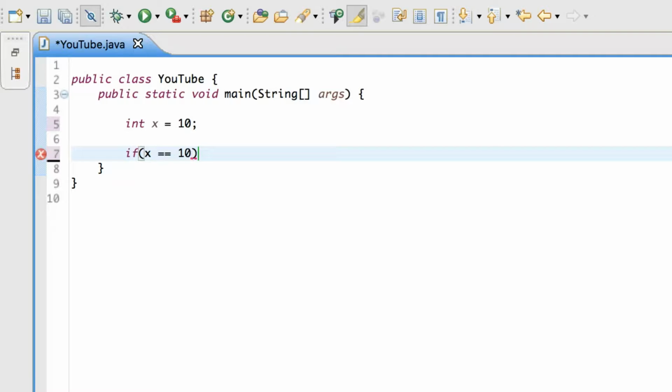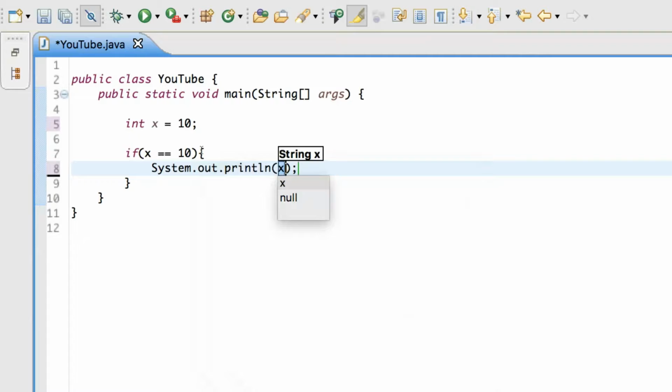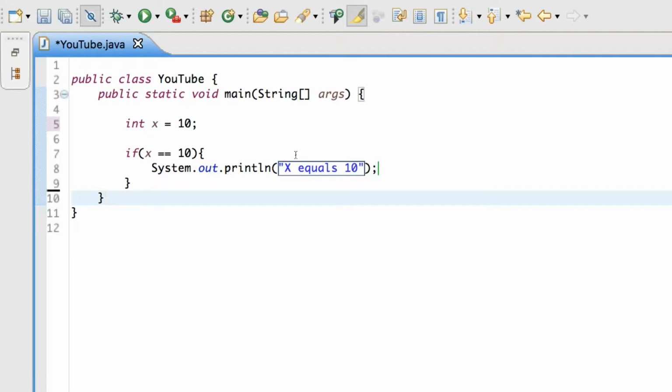And what these double equal signs are doing is it's basically saying if the value stored in x is 10, then we would say system.out.println x equals 10, okay?